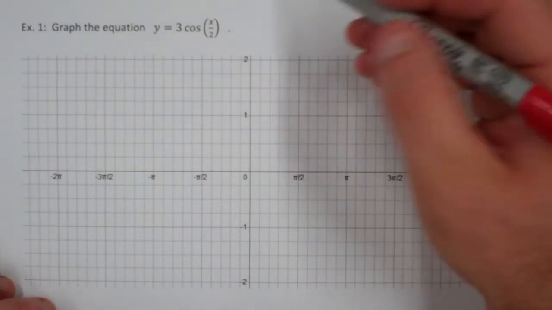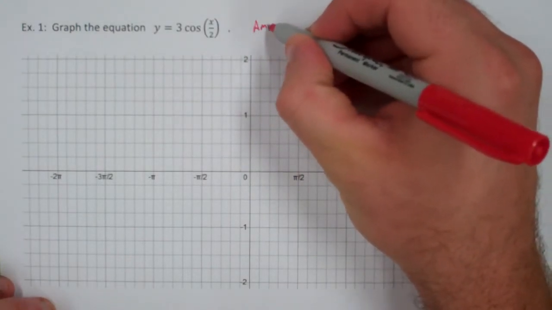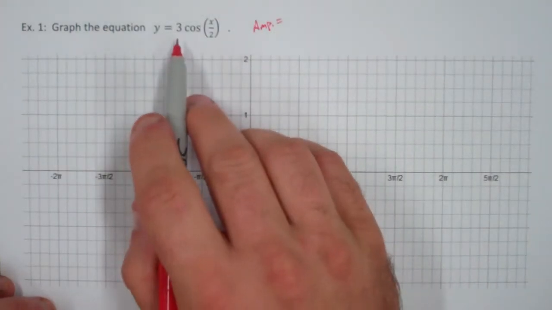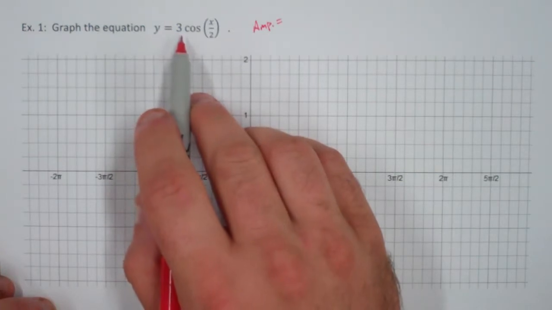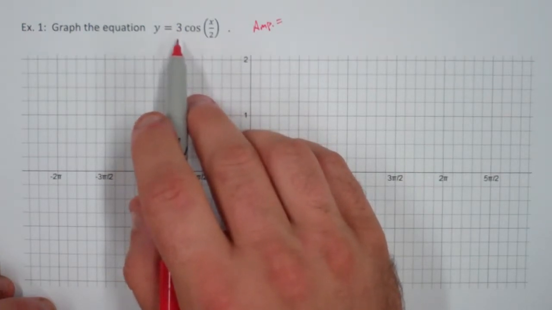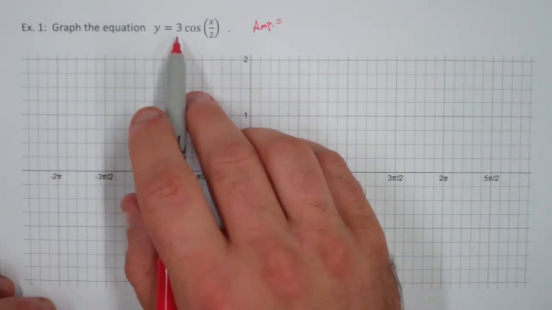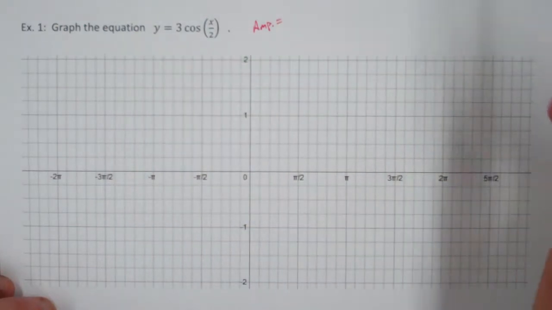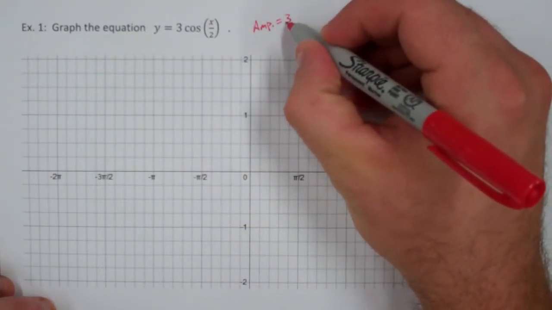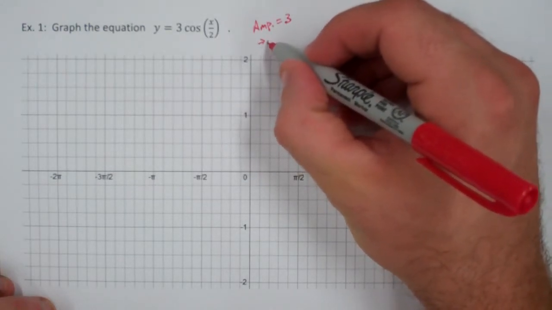So what we need to do is figure out the amplitude and if there's a reflection or not. So for the amplitude, we're going to take this value 3, which is kind of A if you looked at the previous videos. And we're just going to take the absolute value of that. The absolute value of 3, of course, is just 3. Also, there is no reflection.